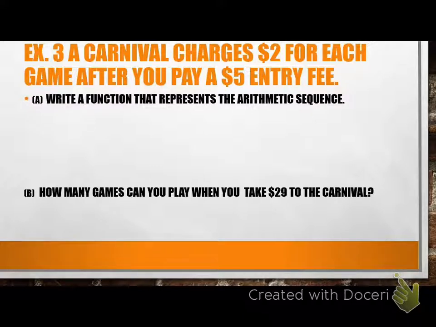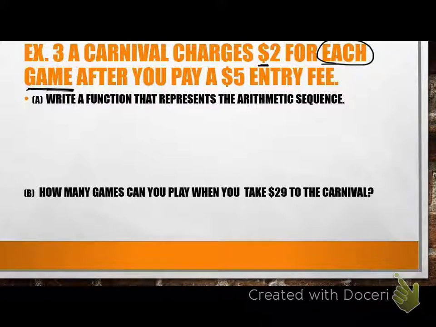So what 2 pieces of information are we given or are we talking about in this word problem? A carnival charges $2 for each game after you pay a $5 entry fee. So what do you see up there? Money. $2 and $5. We're talking about money. So one of the variables is going to represent money. What is the other variable going to represent in our equation? A carnival charges $2 for each. There's that word each. Each what? Game. Each game. So there's another piece of information. We're talking about dollars and we're talking about games.